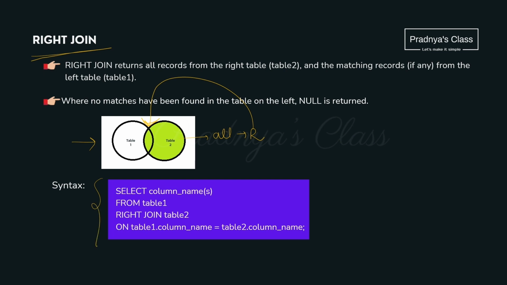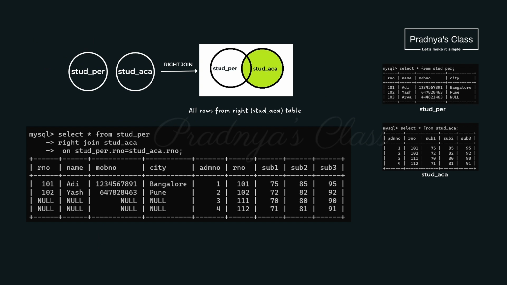Here is the syntax. The difference is only that we will be writing right join here. Considering the same example, try to understand the output. Look at the right table first. All the records from the right table will get displayed. That's why there are 4 records, and only the matching records from the left table are 2: 101 and 102.